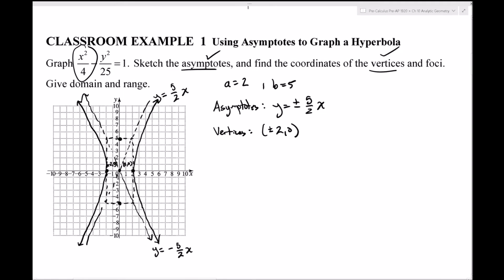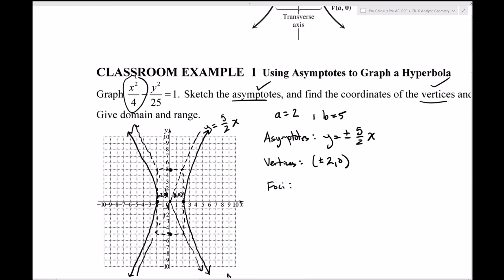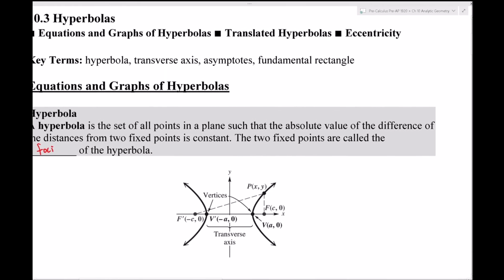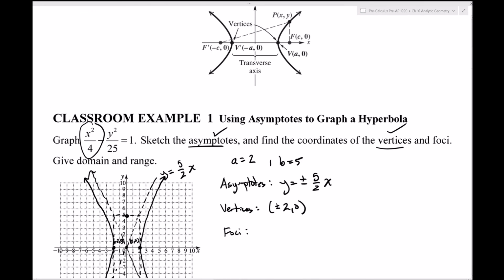So coordinates of the vertices and the foci. I still need the foci. Then they want the domain and the range. I kind of don't care about the domain and the range, but the foci. So there's an equation for hyperbolas, which I don't think they gave up here, did they? No, they didn't. This is very, very poorly put together, this one section.